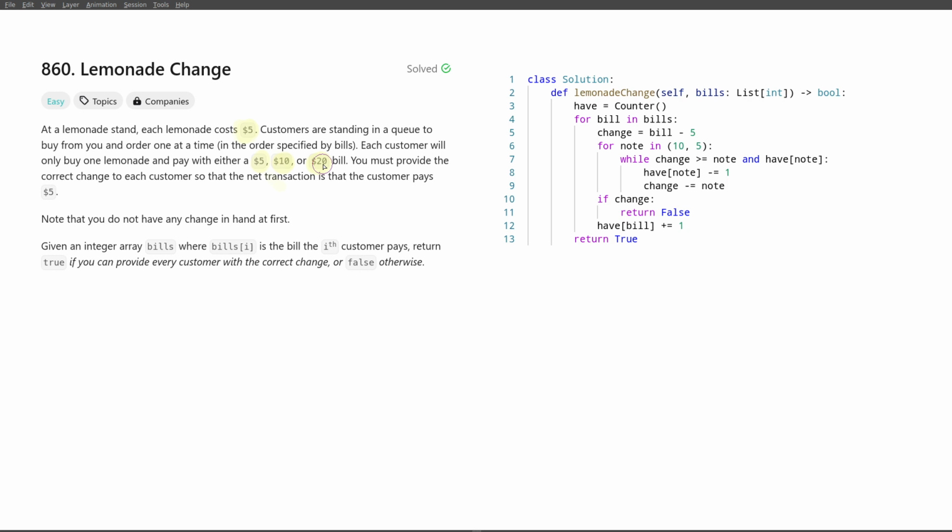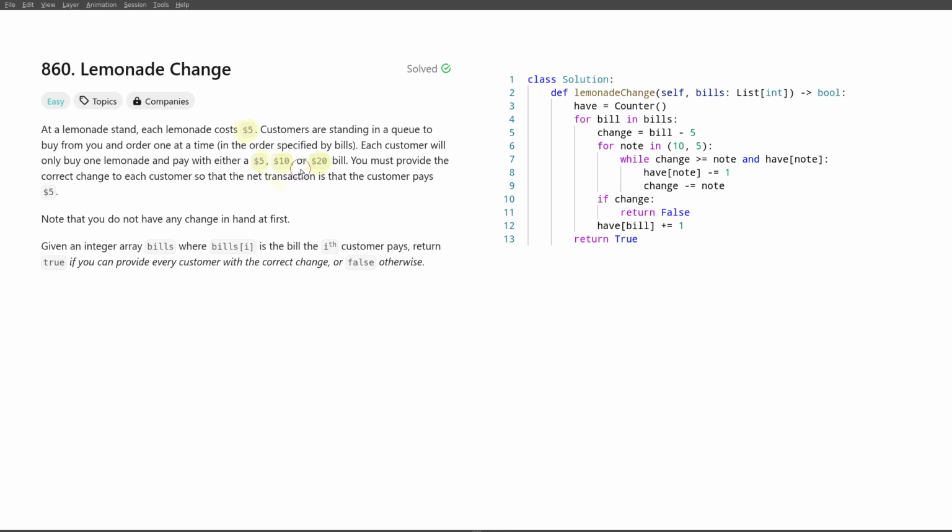And now the only decision point. When we are given a 20, we of course have to give out 15. So one 5 is necessary. If we don't have a 5, then it's impossible. And now we have to make a decision. Do we give out a 10 or two 5s?